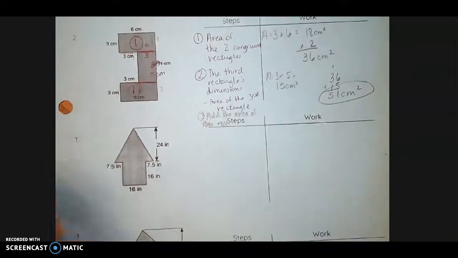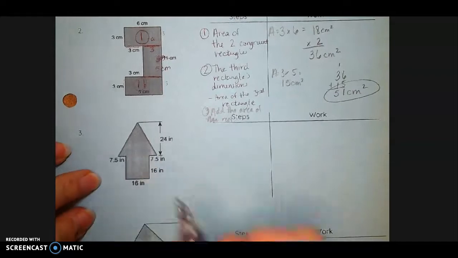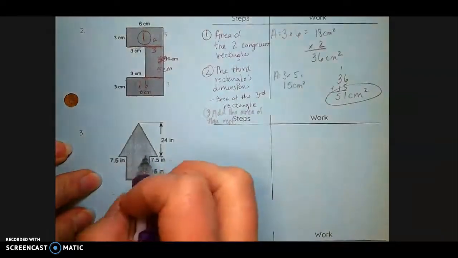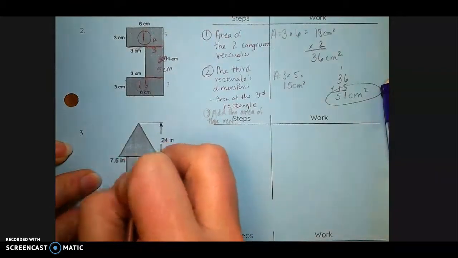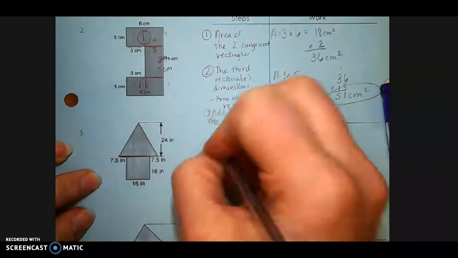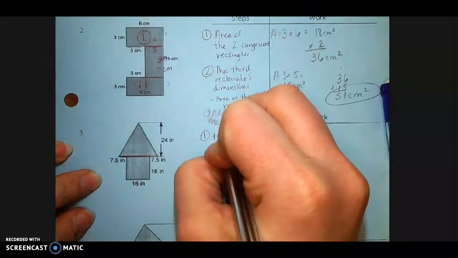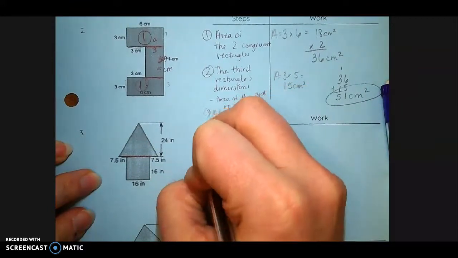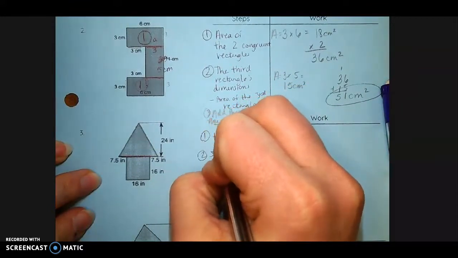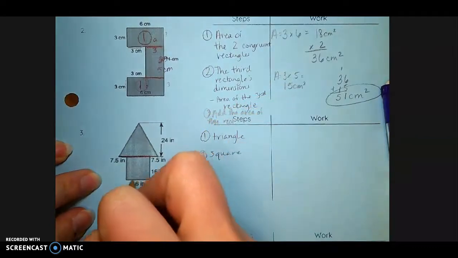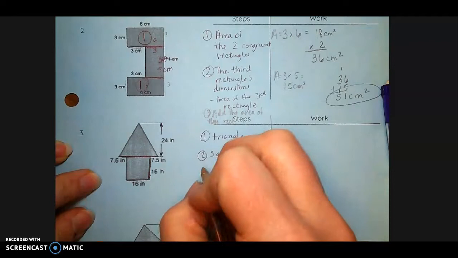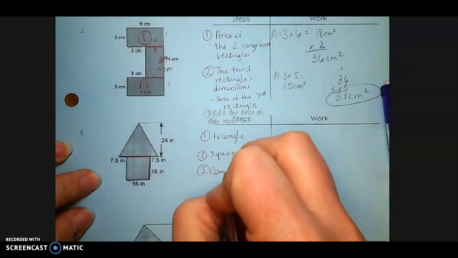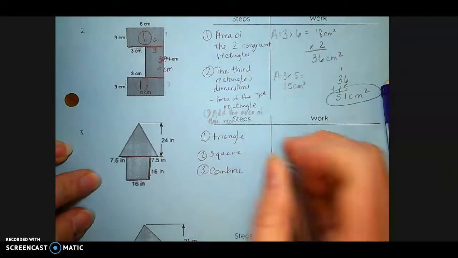My third example here, you'll notice a triangle. And I'm not going to try to do anything fancy to that. I'm just going to say, this is my triangle right here. So for my steps, I'm going to do the triangle. I'm going to do the square. I noticed it was a 16 by 16, so I knew right away that it was a square. And then I'm going to combine them. I'm going to add them up.